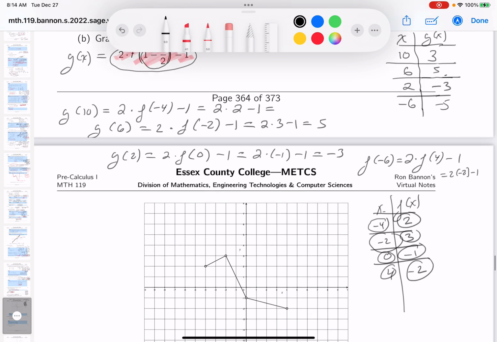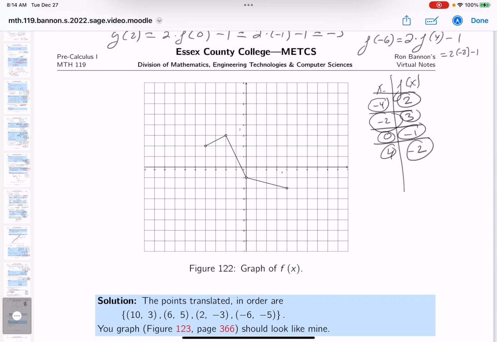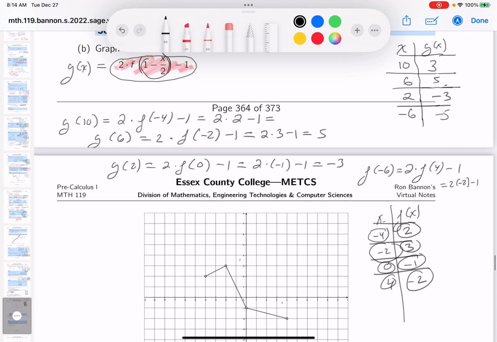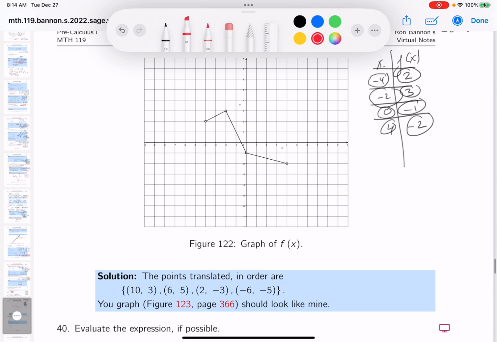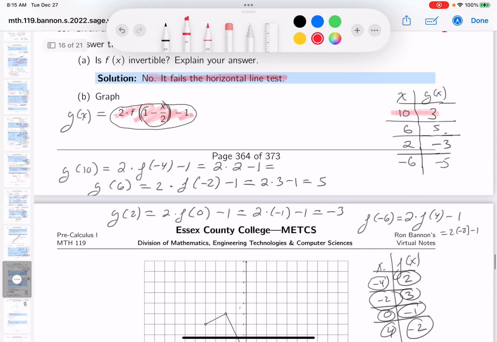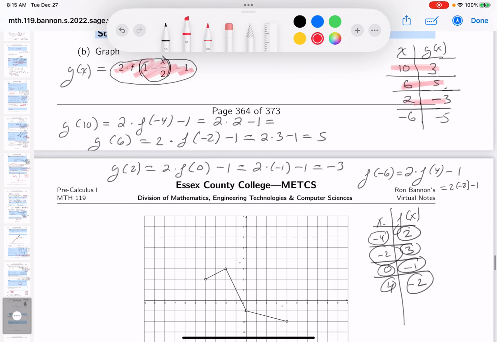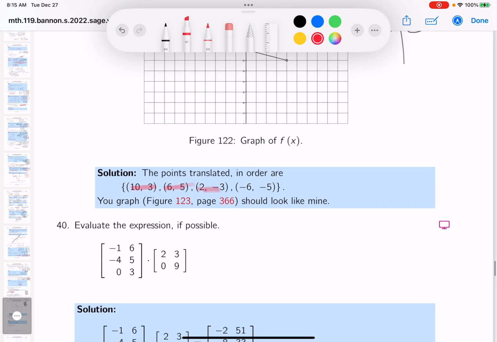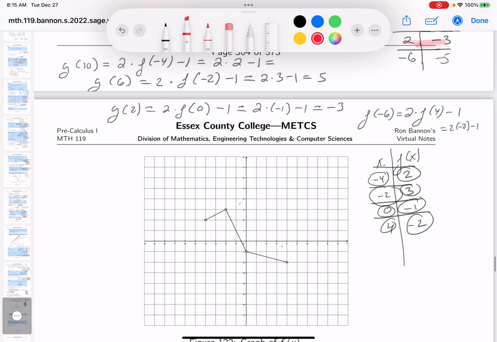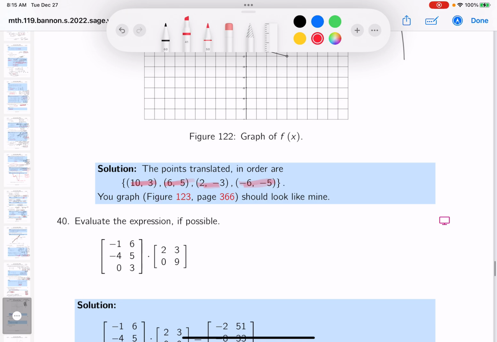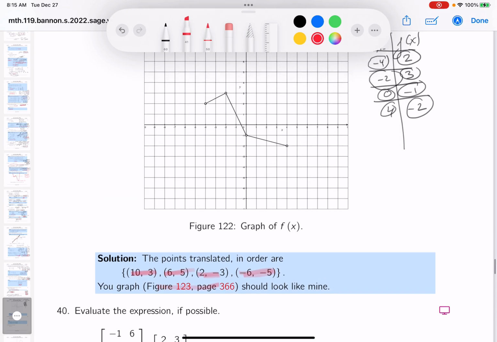All right, so, graphing it, I'm not really that interested in graphing it, but I am interested in the points. Right, so I want to point out, did I get the right points? And we'll look at the graph in a second. Did I get 10, 3? I did. Did I get 6, 5? I did. Did I get 2, -3? I did. Did I get -6, -5? I did. I want to point out, when I graph it, I should get something that looks like the parent curve.